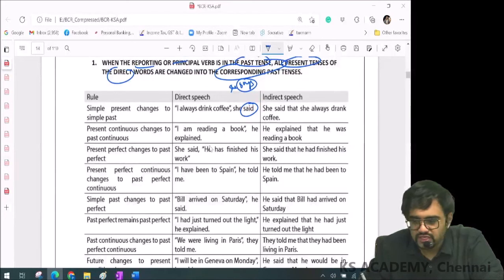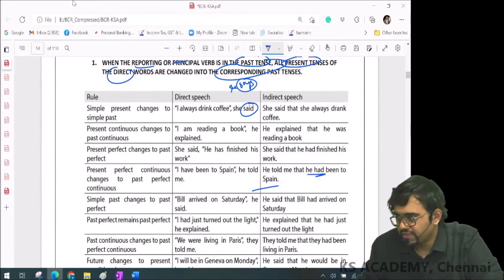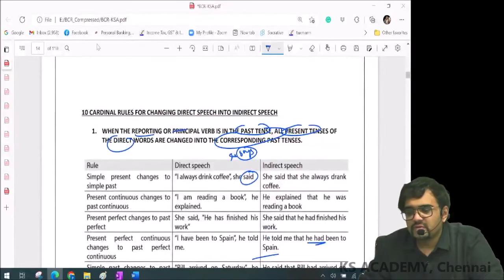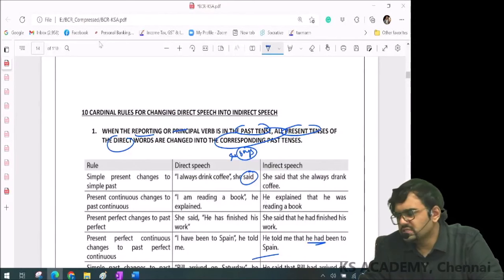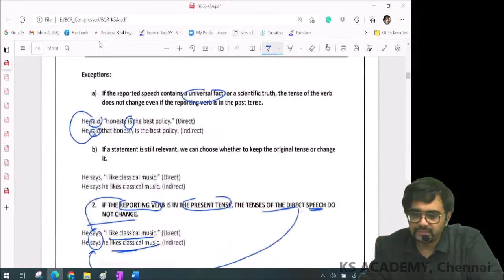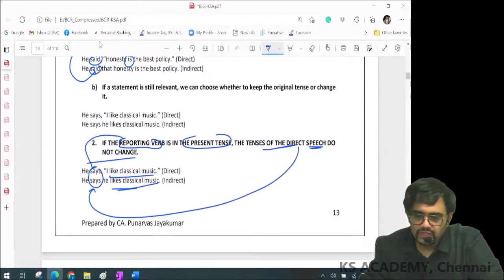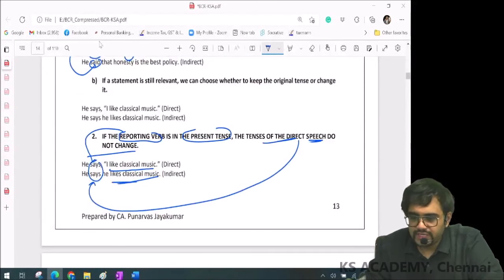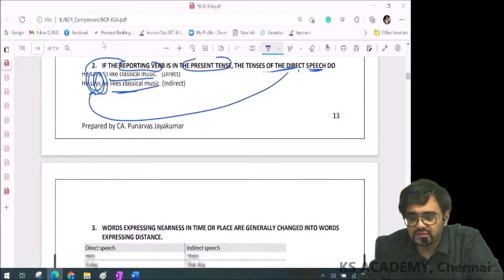So if you see that, he told, I have been to Spain. He told me that he had been to Spain. So if the reporting verb is in the past tense, all present tenses will be converted to past tense. But the exception is, if it's a universal truth, it will not be converted. Then if the reporting verb is in the present tense, the tense will remain the same. It will become he says only.